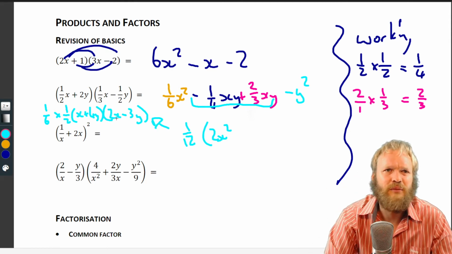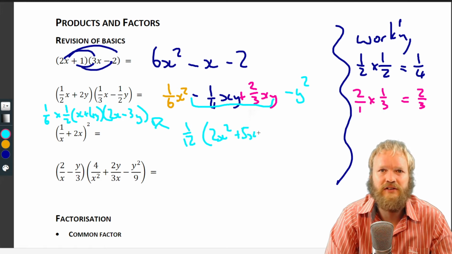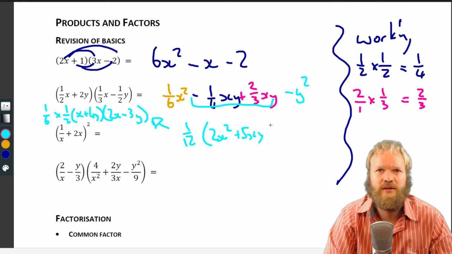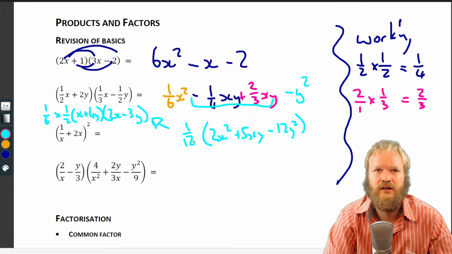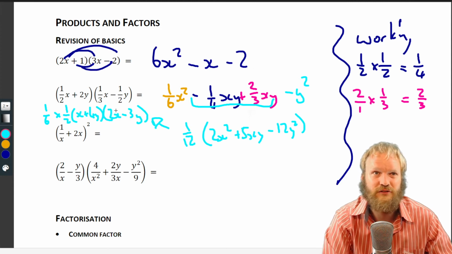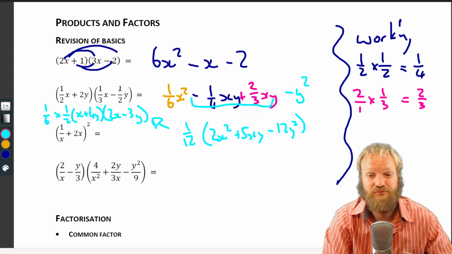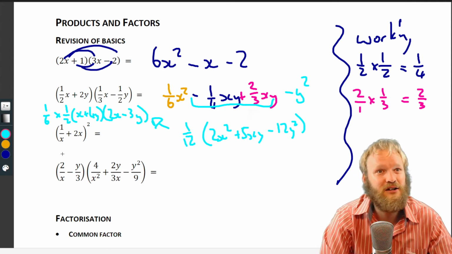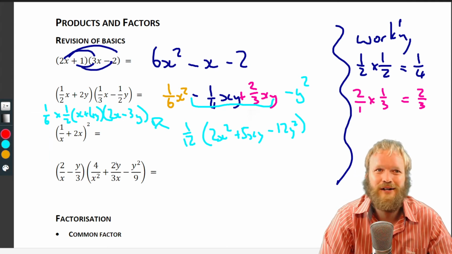We've got 8 minus 3 is 5xy, and 4 times 3 is minus 12y squared. That will give us our one up there. So just think through those types of strategies with fractions to maybe take out a common factor even when you're multiplying. I don't know, just an idea. Use it, lose it, up to you.